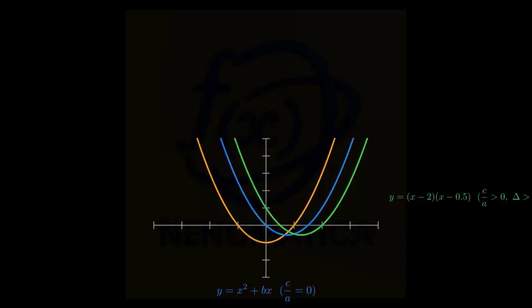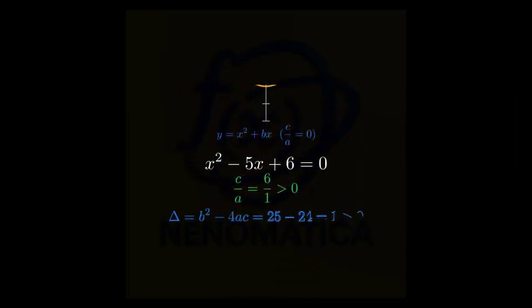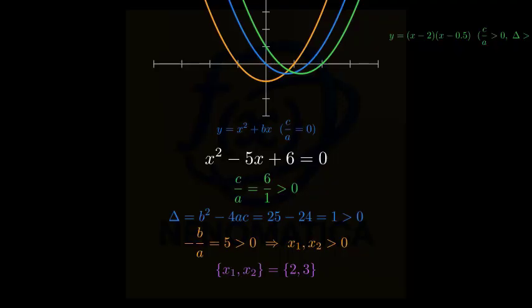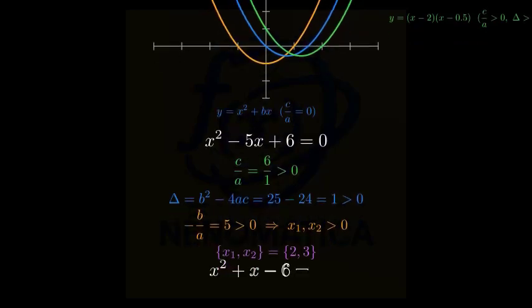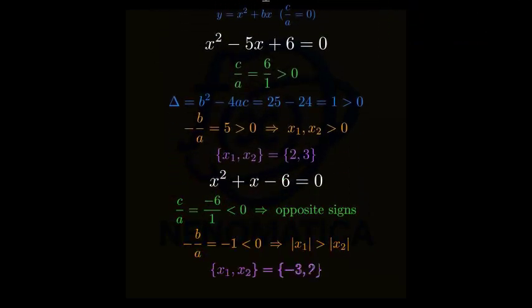Now, let us test the algorithm on two quick examples. Example: x squared minus 5x plus 6 equals 0. Here, c over a is positive, and delta is 25 minus 24 equals 1, which is positive. The sum negative b over a equals 5, positive, so both roots are positive. Indeed, 2 and 3.